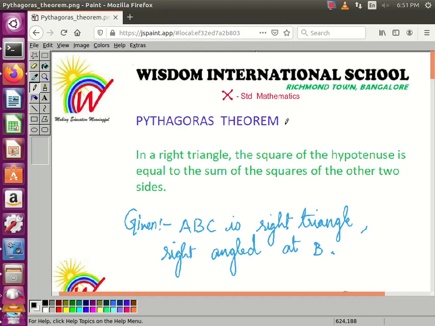So children, so far we have learned many theorems in triangles. So in this chapter now we are going to learn the Pythagorean theorem. Okay. So you all are already familiar with this Pythagorean theorem, what the statement is, what exactly the equation is. But now today we are going to learn how to prove this theorem.